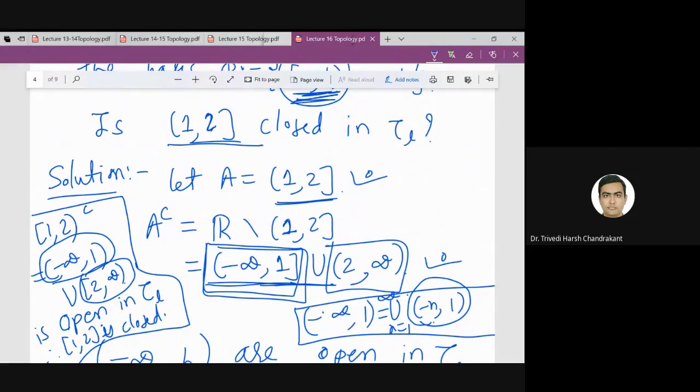Yes, so you are right. So this left side should be closed. So now it is okay.